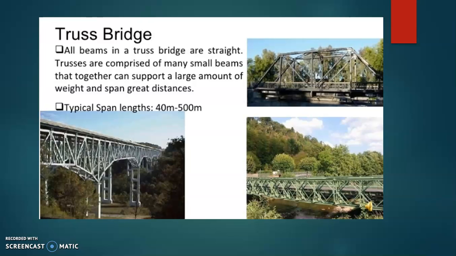And the third one is the truss bridge. Trusses are straight and comprised of many small beams that together can support a large amount of weight and span great distances. Typical span is 40 to 500 meters. So we can say that the truss bridge is also strong.